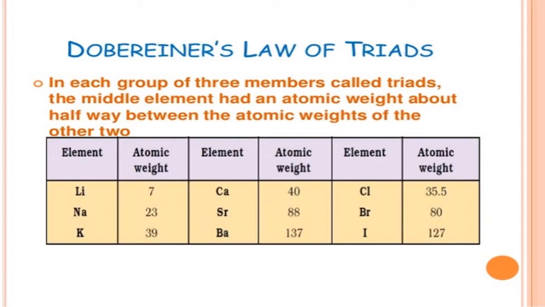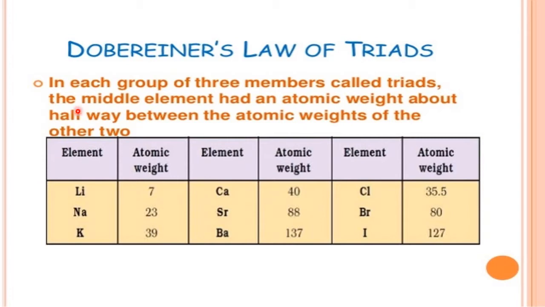So on what base did he do it? He did it on the basis of atomic mass, and atomic mass knowledge was available during that time. Taking atomic mass as the base, he classified known elements into triads. What is a triad? A triad is a set of three where the atomic mass of the middle one is nearly equal to the average of the first and the last.